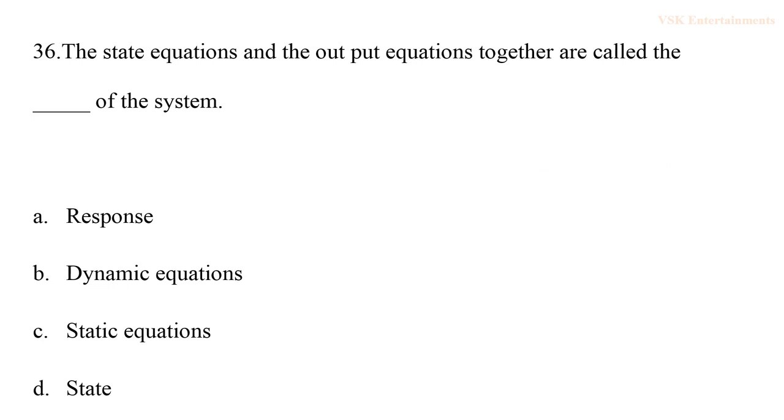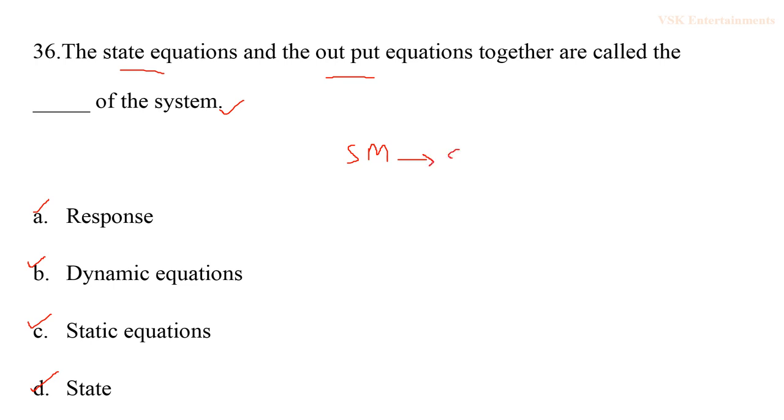Coming to the next one: the state equations and the output equations together are called the dash of the system. Options are response of the system, dynamic equations, state equations, and state of a system. This bit is related to the state model. State model consists of two types of equations.